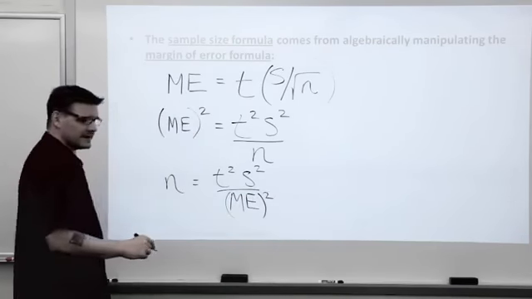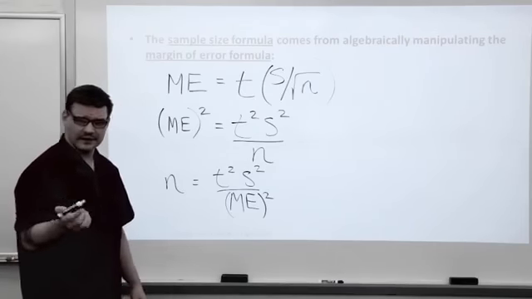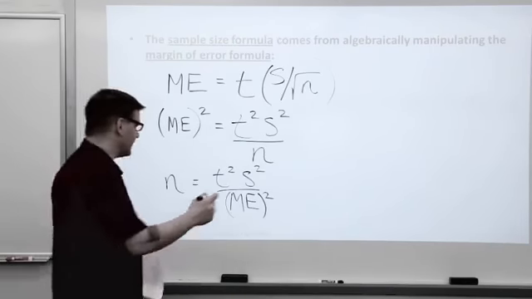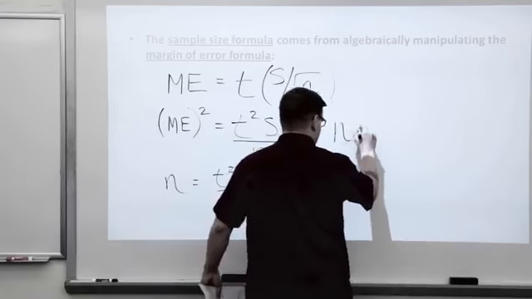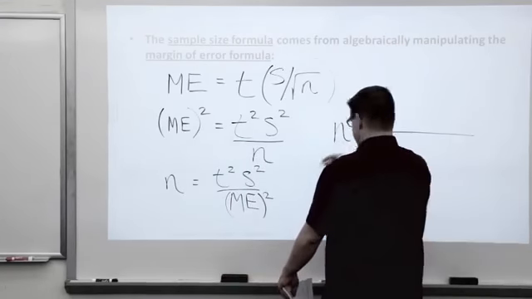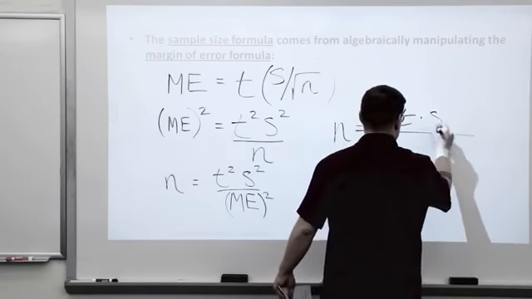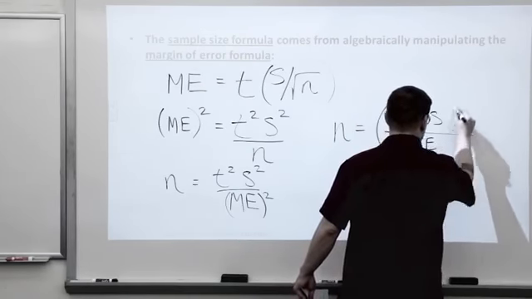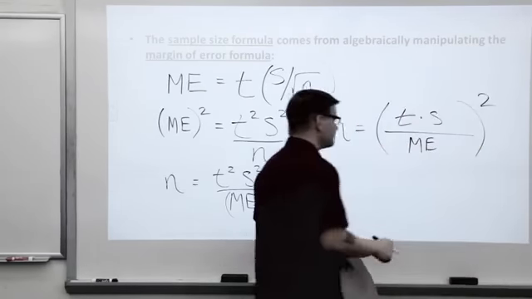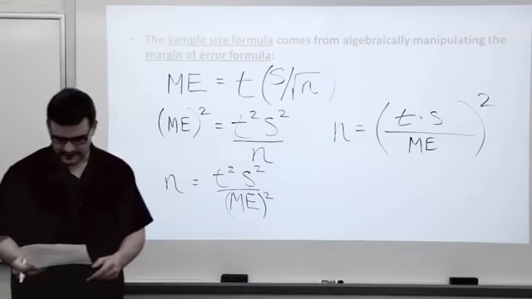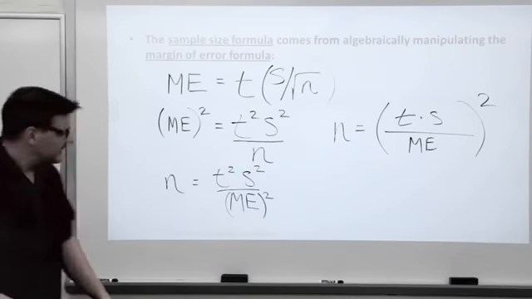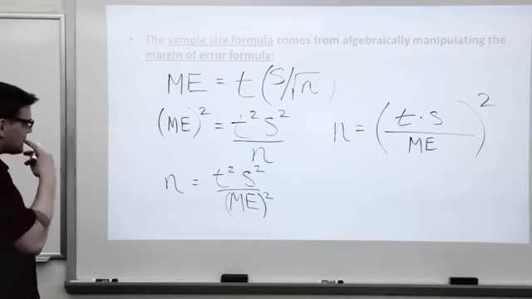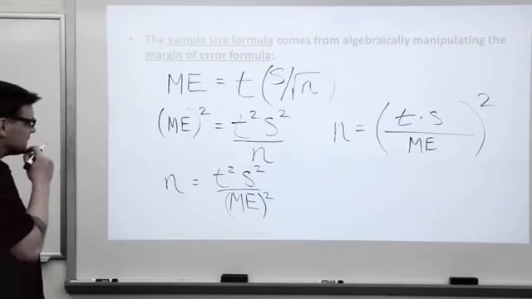That's one thing. And since all three pieces are squared, it looks better pulled outside. So n equals whole thing squared. We'll do a t times an s all over the margin of error, and that whole thing there will get squared. Okay? Now, a couple of problems here.